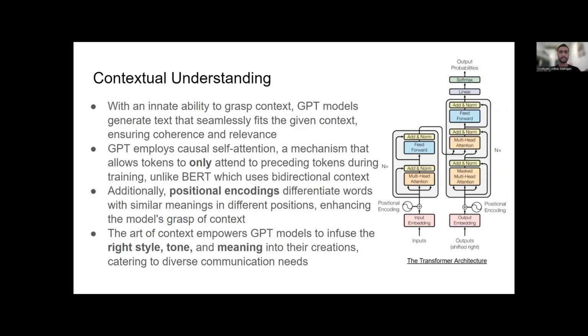But how do they do it? Well, GPT employs a unique technique called causal self-attention. Unlike its predecessor BERT, which uses bidirectional context, GPT models only look at the preceding tokens during training. This helps the model stay coherent and it generates text sequentially. And that's not all. Positional encodings are added to differentiate words with similar meanings but different positions. This enhances the model's contextual grasp even further.